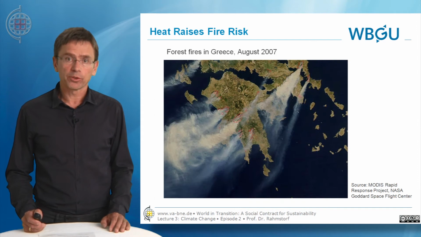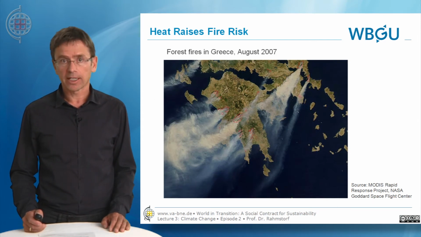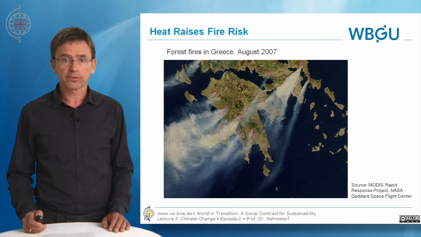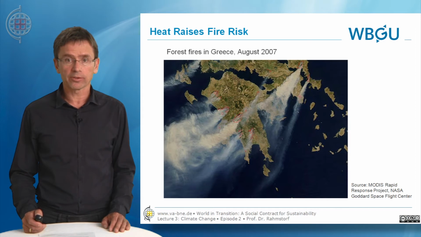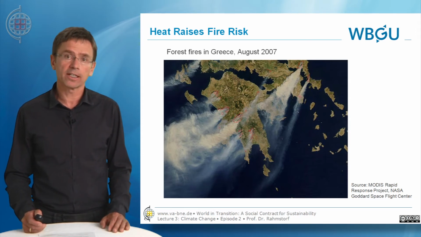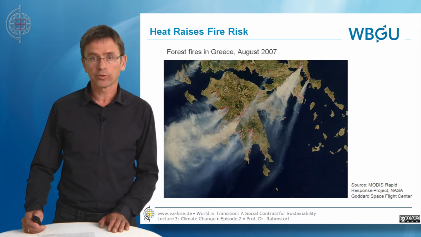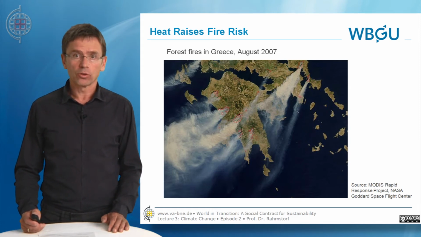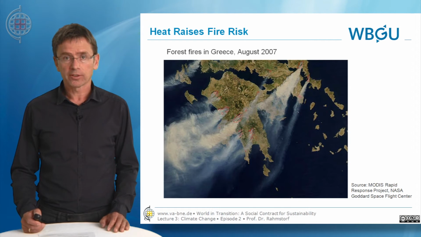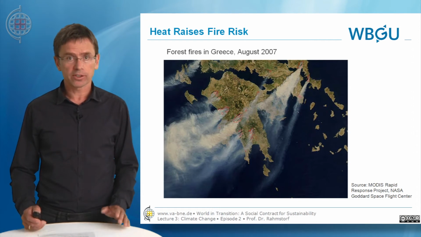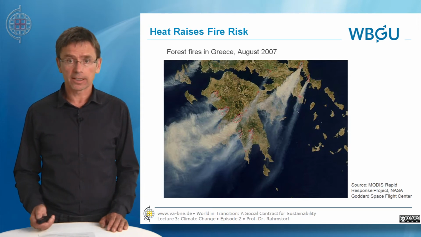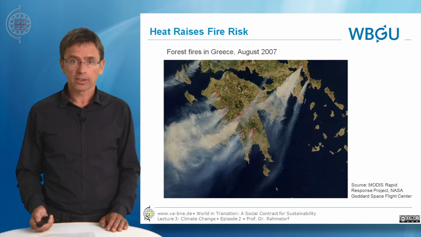One of the problems with drought, apart from the effects on the harvest and agriculture, is the enhanced risk of fire. And an example of that were the major forest fires in Greece in August 2007, which you see here on the satellite image. You see the smoke from the fires on the satellite image. And these fires almost destroyed the historic site of Olympia, that was just prevented in the last minute, luckily, because the winds changed.